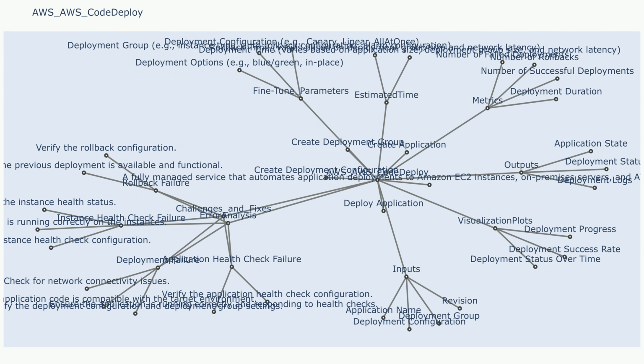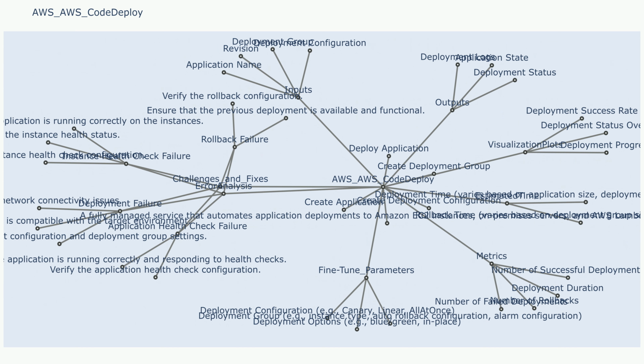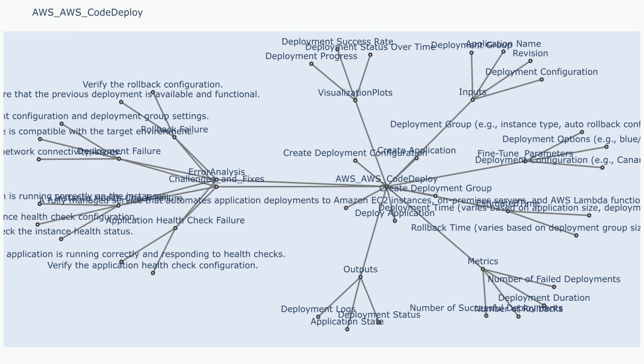Name: Deployment configuration. Purpose: to specify the deployment process, including the deployment strategy and traffic routing rules. Explanation: A deployment configuration defines how your application will be deployed. You can choose from predefined deployment configurations or create your own, customizing the deployment process to suit your requirements.